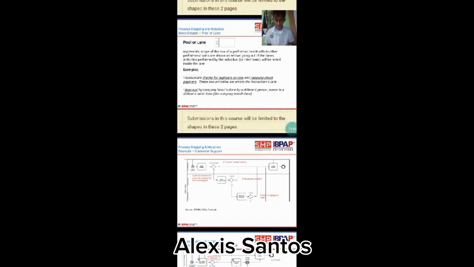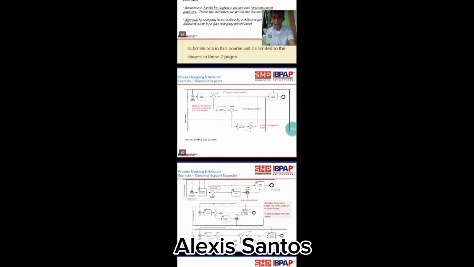So dito para sa swim lane naman, kailangan i-check ng accountant yung duplicate invoice and yung request check payment. Then kailangan pa ng approval ng company head para doon sa person na nag-ano ng business. So as you can see here, this is the process mapping, customer support.